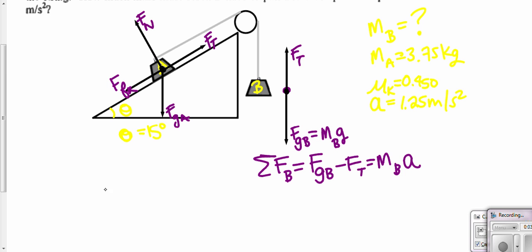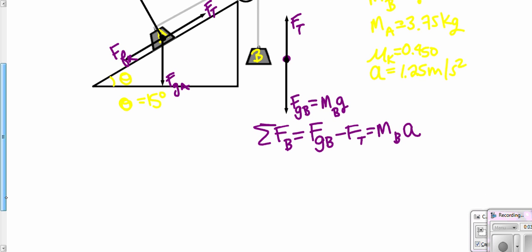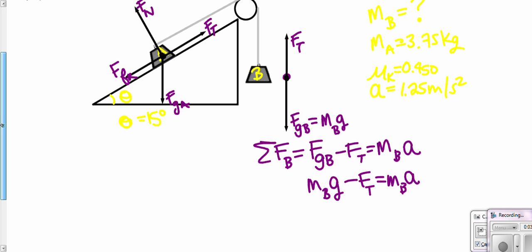Okay. Now the issue with this is I know acceleration. I know that this is going to be the mass of block B times gravity minus the force of tension is equal to the mass of block B times a. But again, I'm trying to find the mass of block B. I know acceleration, but I don't know force of tension. So I'm left with too many unknowns right now. So let's see what we can get from our other force diagram.